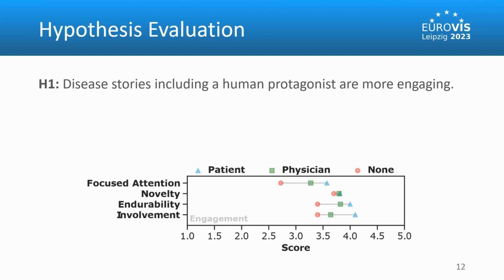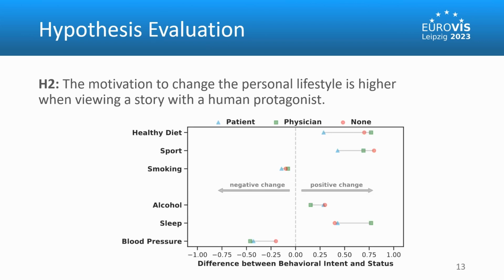In our evaluation, we asked about 4 different attributes of engagement, and indeed, 3 of them scored noticeably higher in stories with human protagonists. We also assumed that the motivation to change the personal lifestyle is higher when viewing a story with a human protagonist. We asked about current behavior and intended behavior regarding 6 aspects that were presented as being risk factors of the disease. However, this hypothesis was rejected, since the results did not allow us to see a general difference between stories with and without human protagonists.